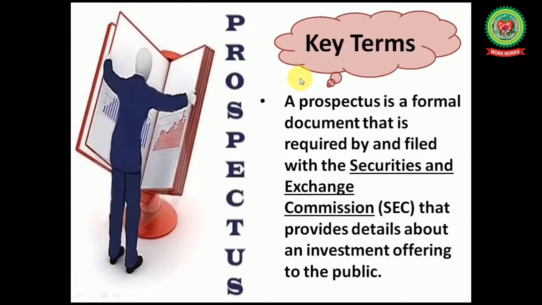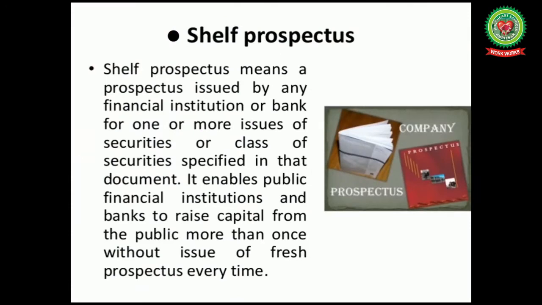So first of all, we will discuss some key terms that today we are using. So first one is prospectus. A prospectus is a formal document that is required by and filed with the Securities and Exchange Commission that provides details about an investment offering to the public. Means what are the investments that are offered from the company to the public so that they can arrange the money for their business.